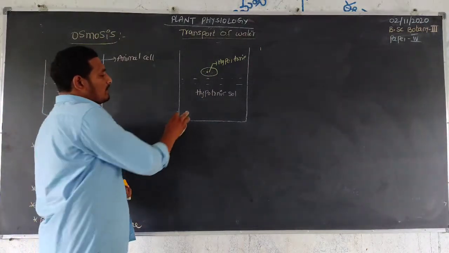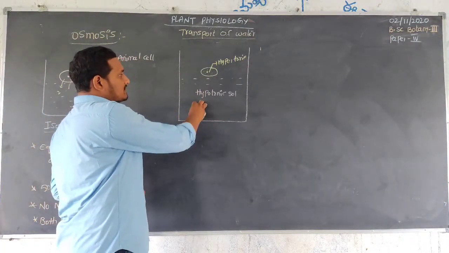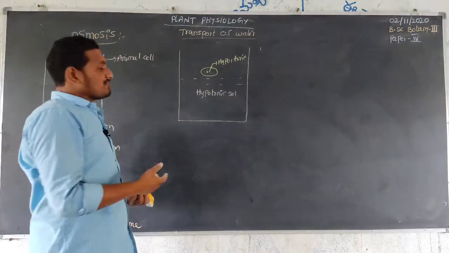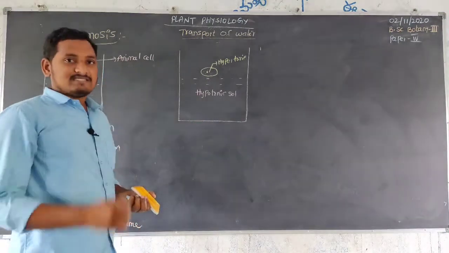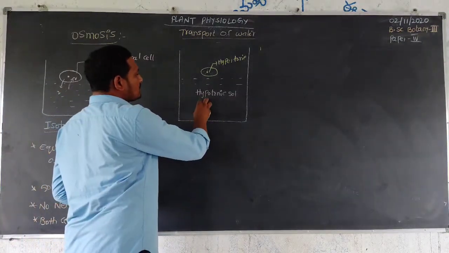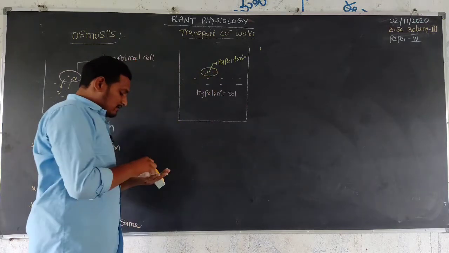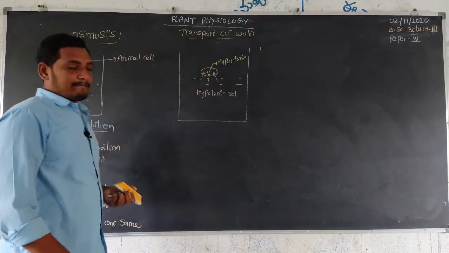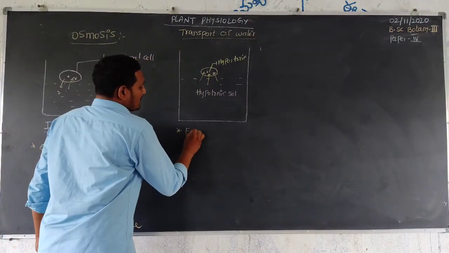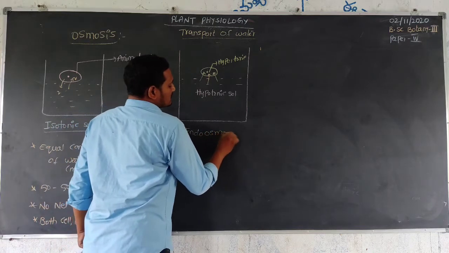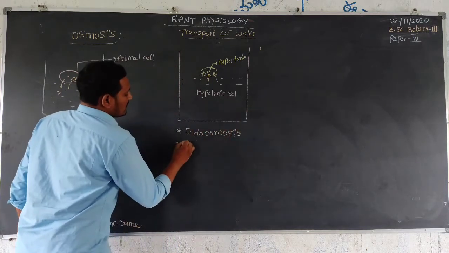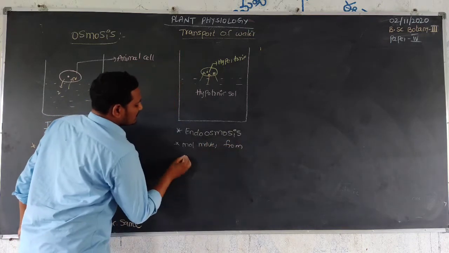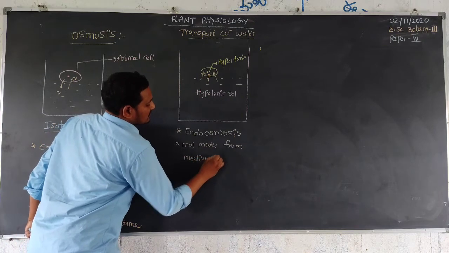Hypertonic. So molecules move from the lower concentration to the higher concentration. Inside of the cell, high concentration is there because it is hypertonic. The medium content is hypotonic, less concentrated. So water molecules move from the lower concentration to the higher concentration. So water molecules get in due to the process of endoosmosis. Due to endoosmosis, molecules move from medium to cell.